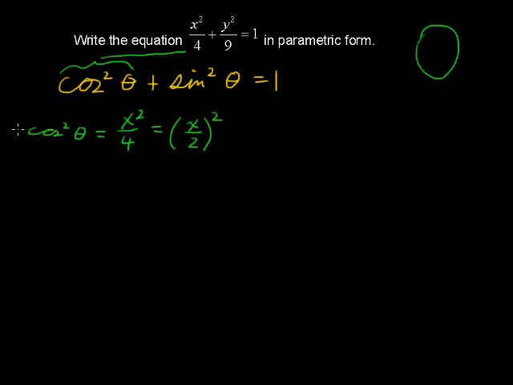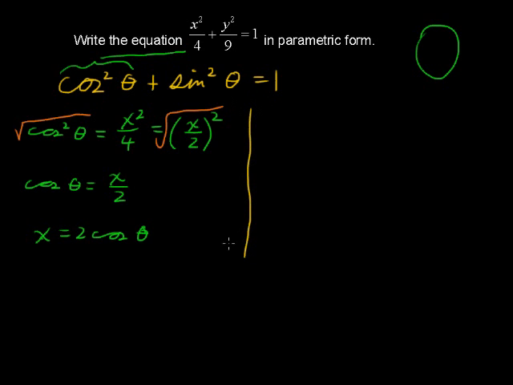Now, at this point, we can get rid of the power of 2 by taking the square root of each side. And now we can write cosine of theta equals x over 2, and then multiply each side by 2, and you get x equals 2 times cosine of theta. So that's one part of the parametric equations. And the parametric equations are going to have an x component and a y component. And so as theta changes, as the angle changes in radians, that's going to give you an x coordinate. And now as theta changes, you're going to get a y coordinate.